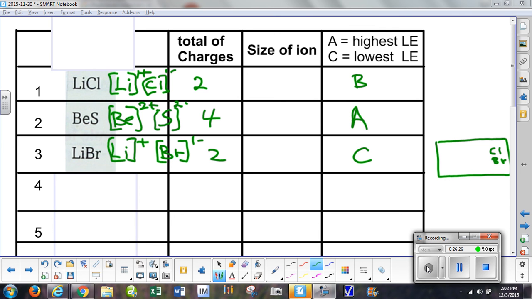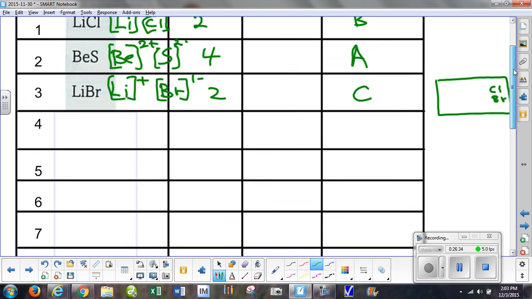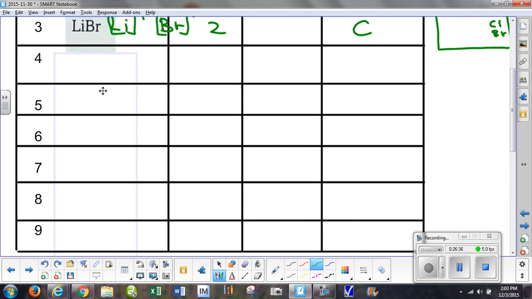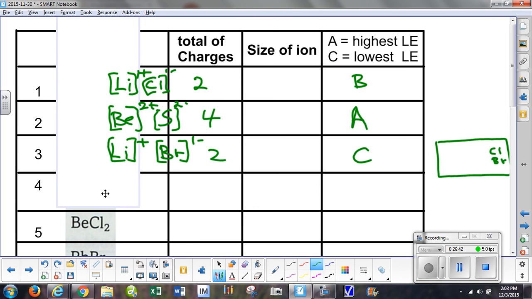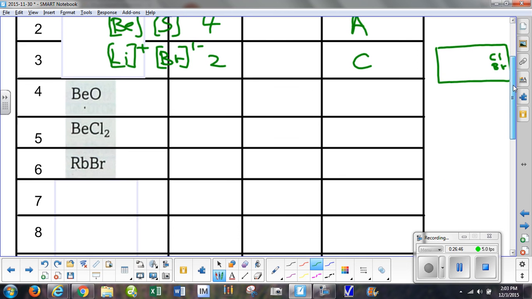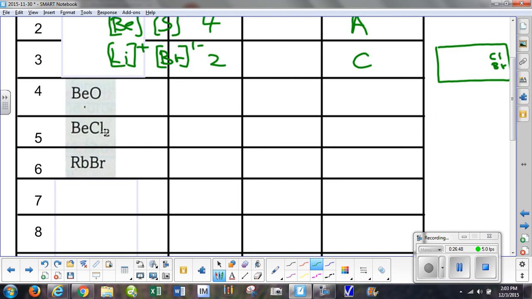I'd like you to do a set of 3 on your own. So let's get it exposed for you, and I'll turn off the recording and let you do your thing. Here's your 3 for the next one. Okay, beryllium oxide, beryllium chloride, and rubidium bromide.